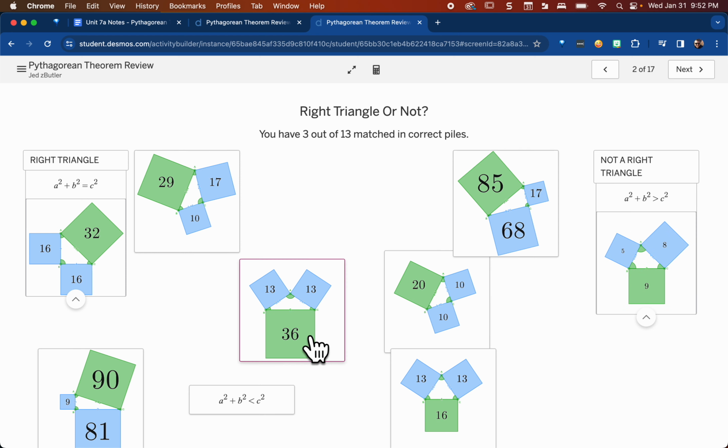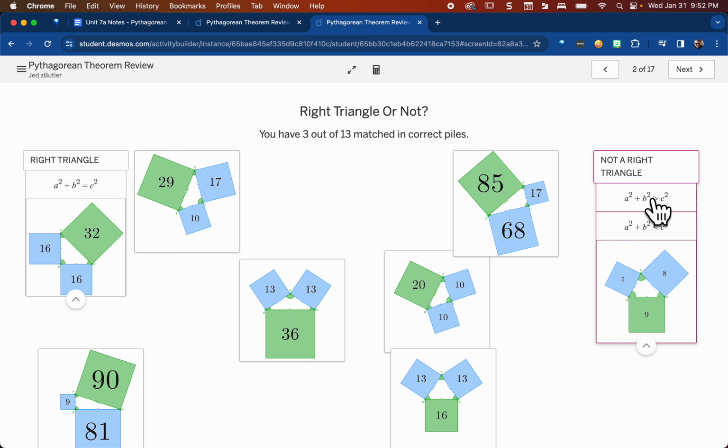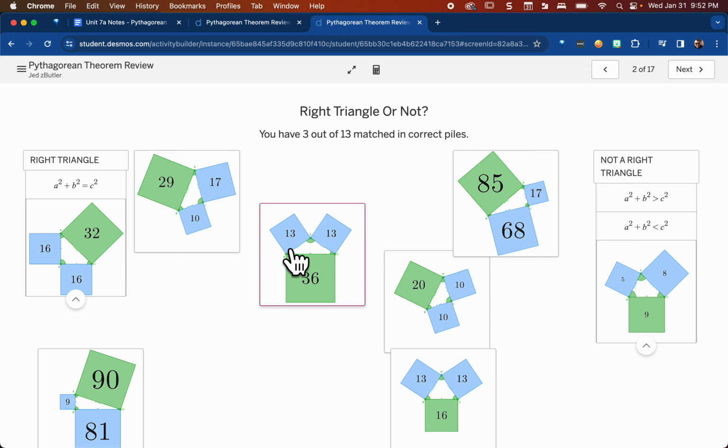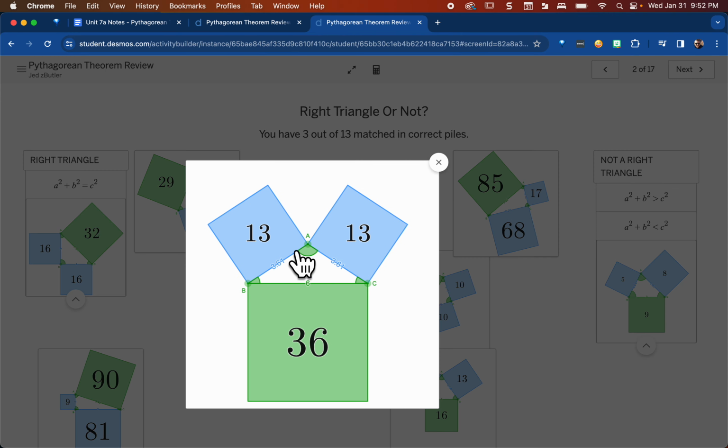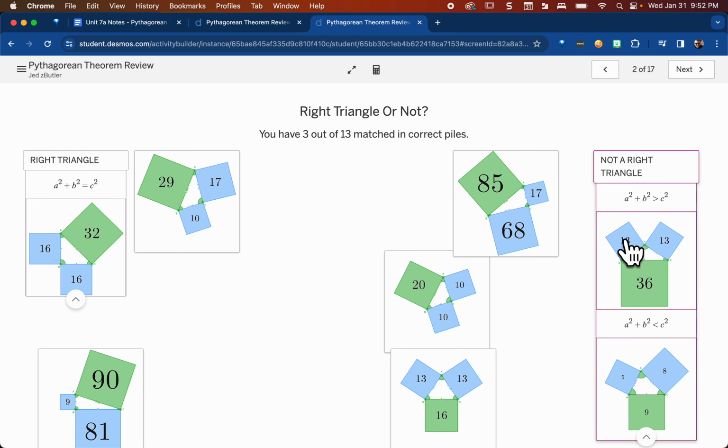I also have these two formulas here. a squared plus b squared is either bigger or smaller than c squared. Now this one's kind of interesting. It's isosceles, but it's not a right triangle. If I were to click on here, this is clearly bigger than 90 degrees. It doesn't have a perpendicular intersection. And 36 is not the same as 26. So that's going to be not a right triangle.